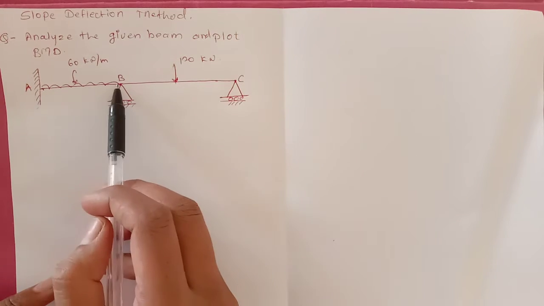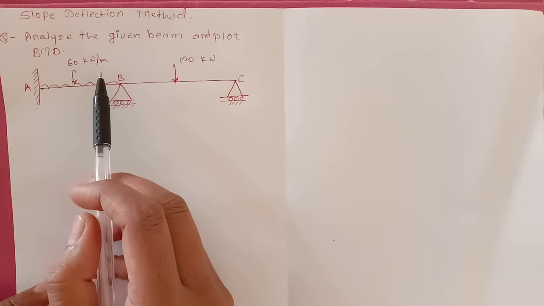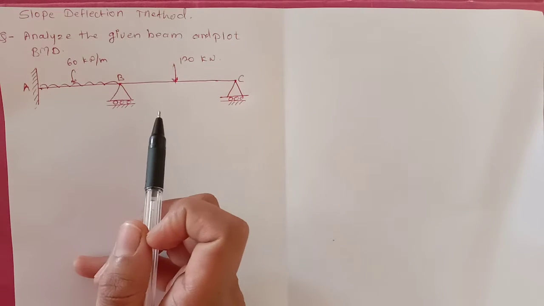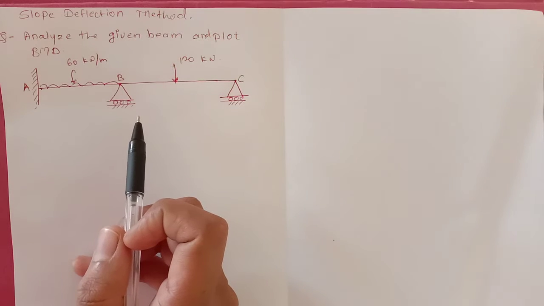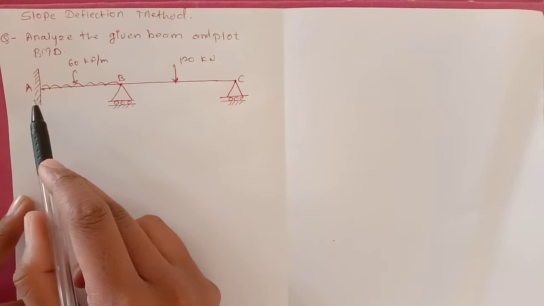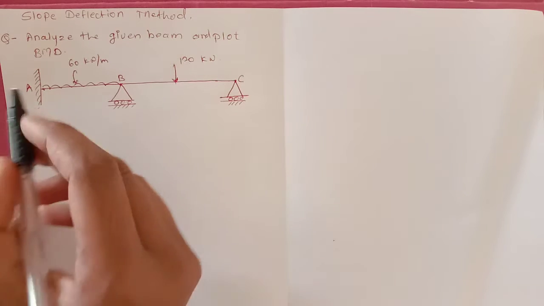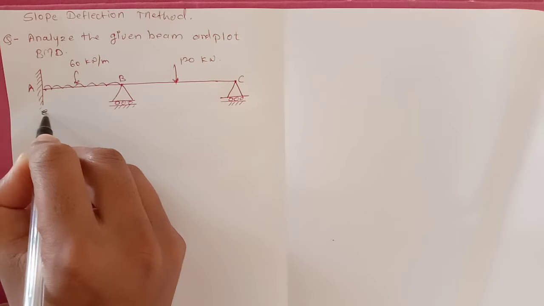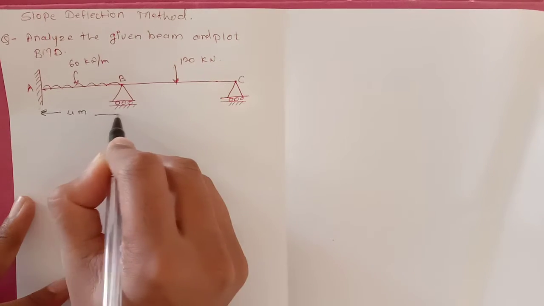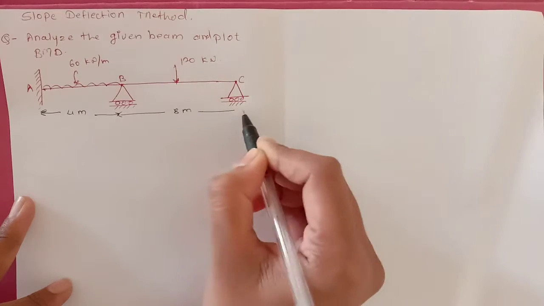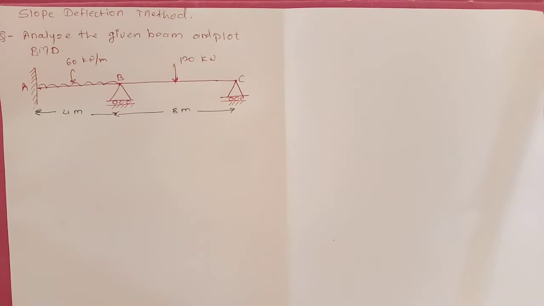Over this AB member a 60 kN point load acts, and over this BC member a 120 kN point load acts. For the AB member the span is 4 meter and the BC member span is 8 meter. So let's start the solution.